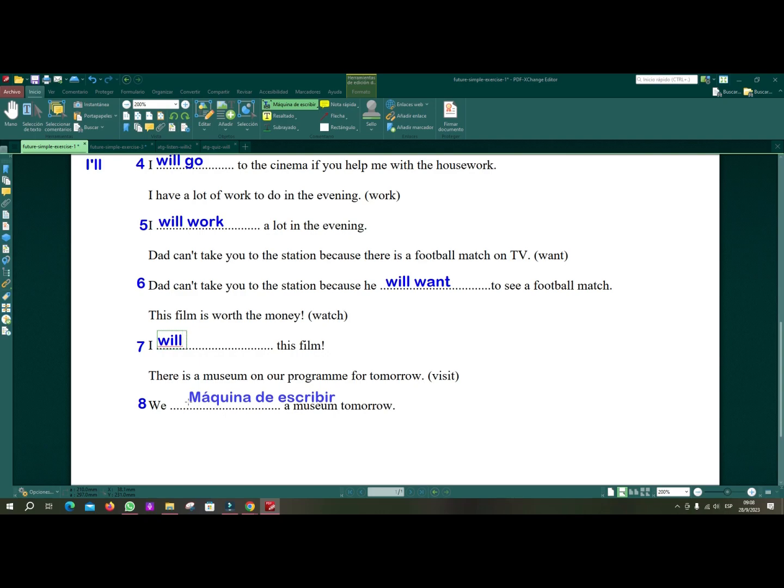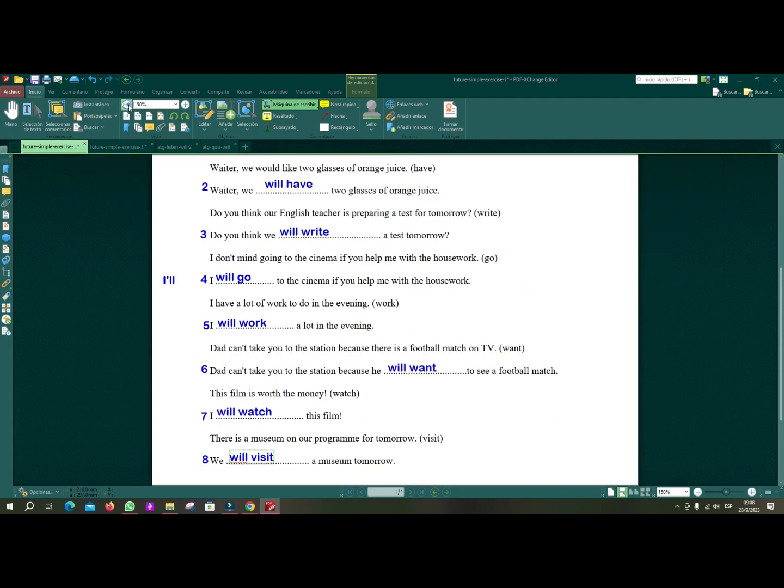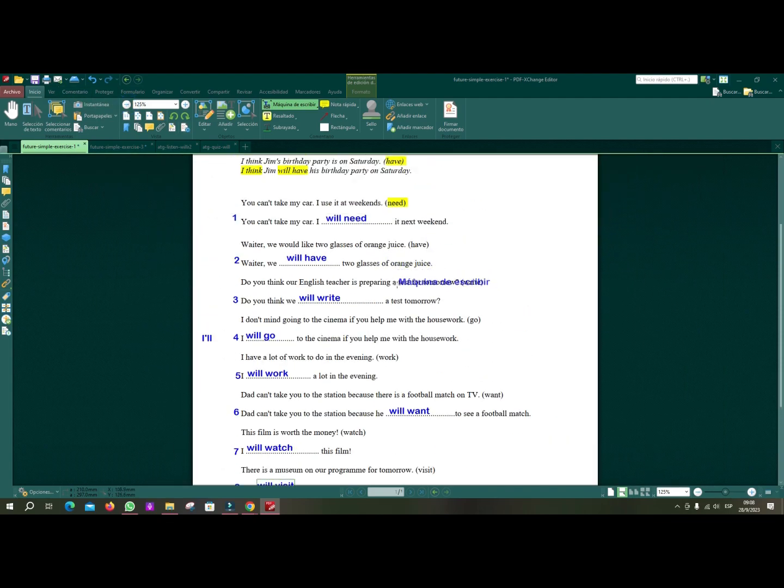I will or I'll. That's okay. Watch. Perfect. This film. There is a museum on our program for tomorrow. We will visit a museum tomorrow. So if you notice here, you have the affirmative ones. Also here you can say will, if you want to use the short form. Or in the case of he'll, you can also use the contraction there.